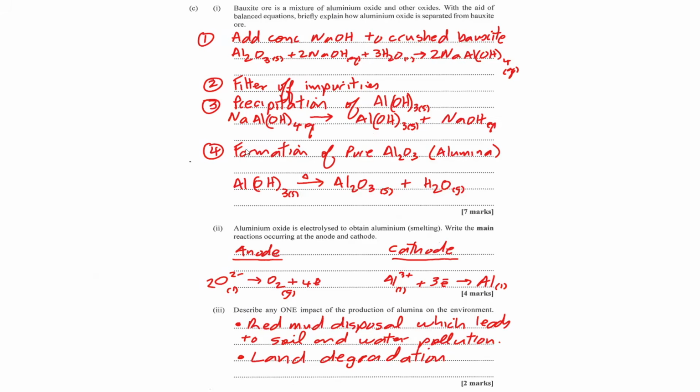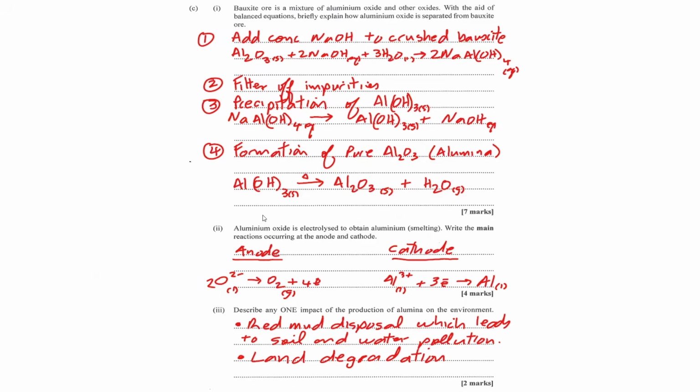After that, to get our pure alumina, which is our aluminum oxide, we are then going to heat the aluminum hydroxide. And when you heat hydroxides, you produce the metal oxide and steam. And that is how we produce our pure alumina or aluminum oxide from the bauxite ore.